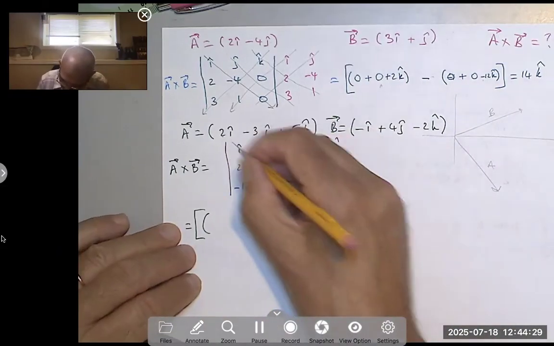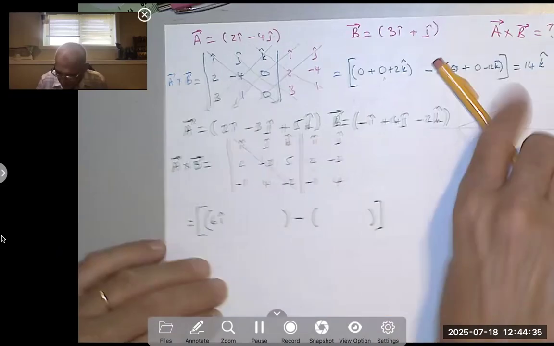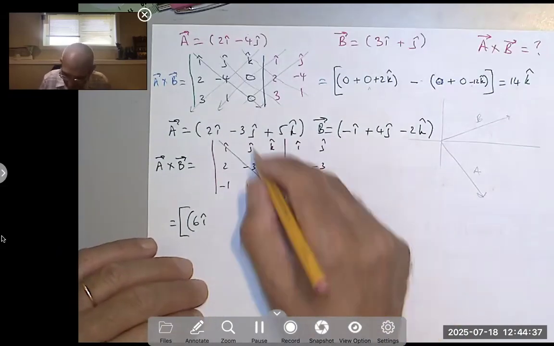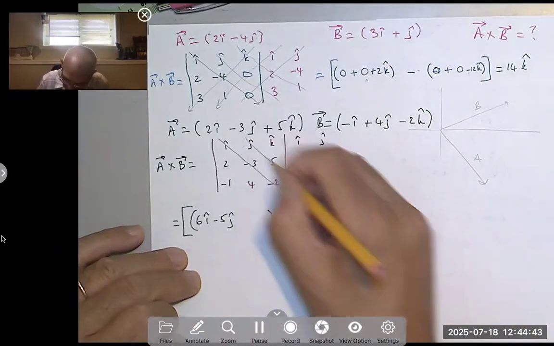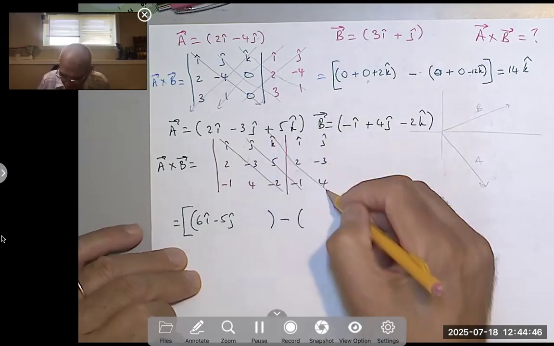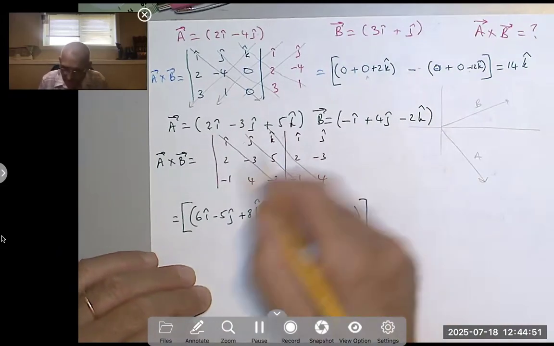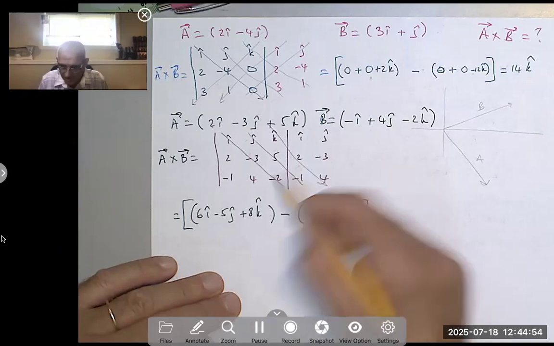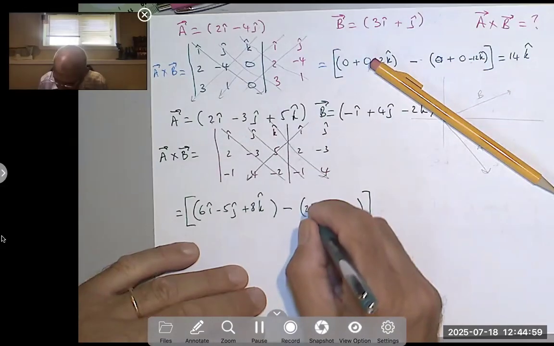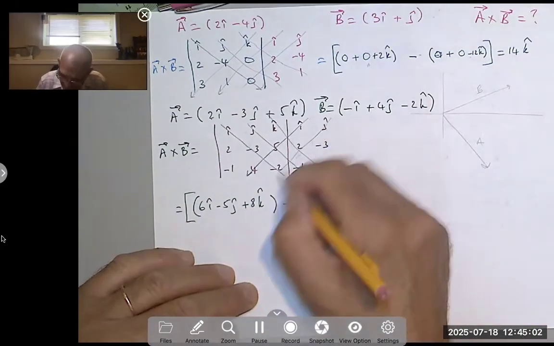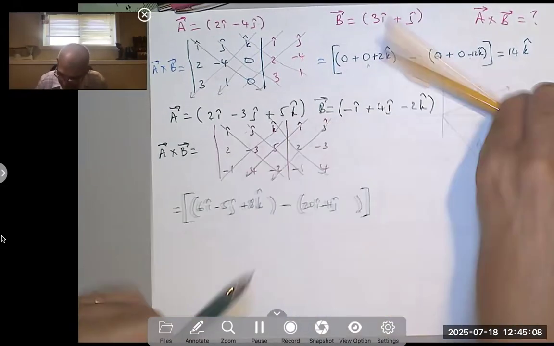We'll go along the i. Negative 3 times negative 2 is positive 6, so I get 6i. 5 times negative 1 is negative 5, so negative 5j. 4 times 2 is 8, so positive 8k. And then I'm going to go in the opposite direction. We prefer to start with the i, i j, and then we go back to the k at the end. So I get 20i, negative 4j, plus 3k.